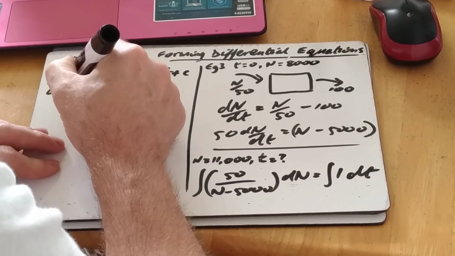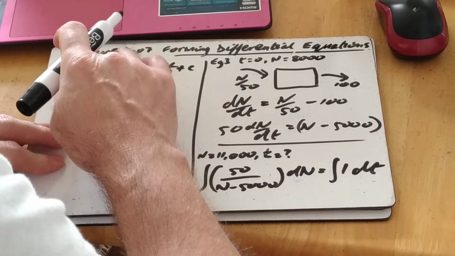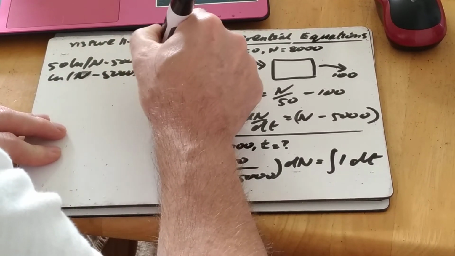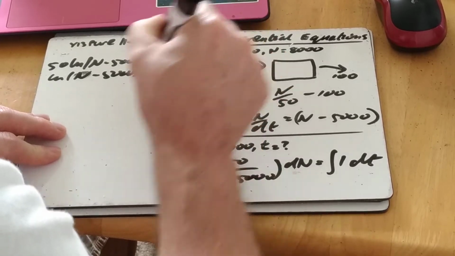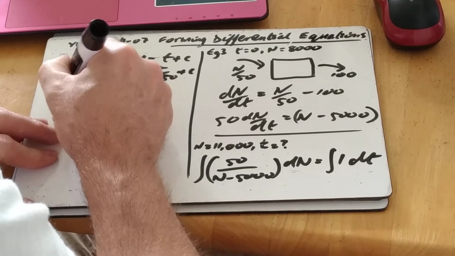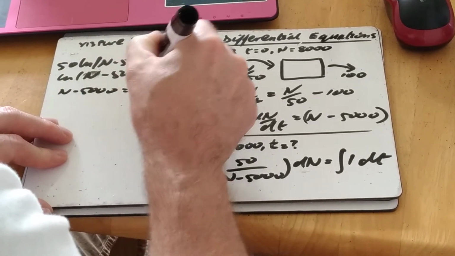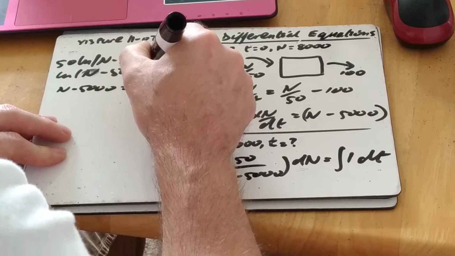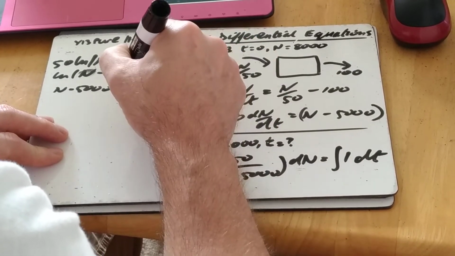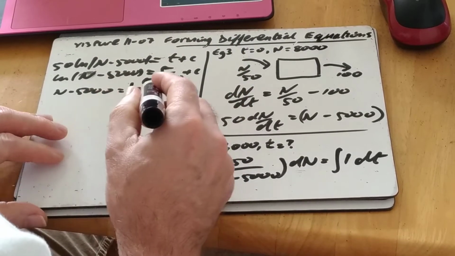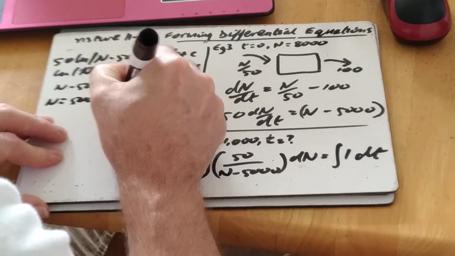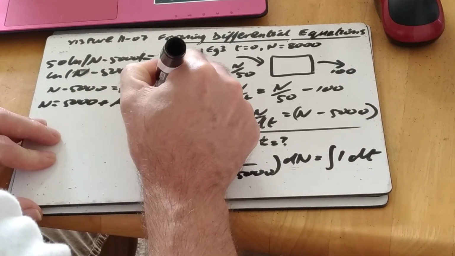So I can say that ln of n minus 5,000 equals t over 50 plus my different constant, I'll come to that in a moment, the c's aren't the same, and then n minus 5,000 equals e to the t over 50 times e to the c as before, and if you remember I can write it as a e to the t over 50. So n equals 5,000 plus a e to the t over 50.